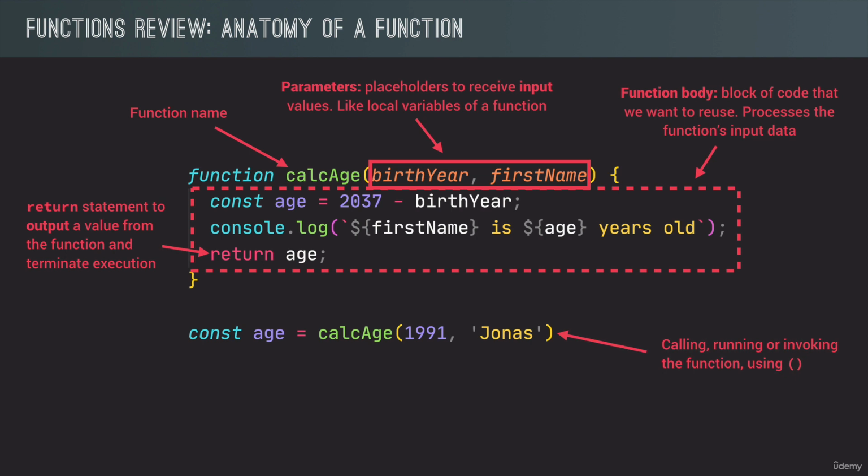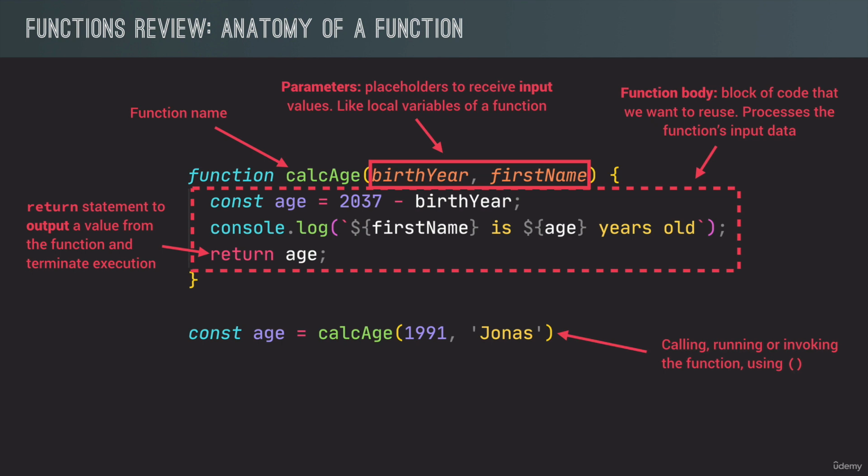So we write the name of the function like we did here with calc_age, and then with the parentheses, we call the function. Because without the parentheses, the function is really just a value. But then with the parentheses, we actually call the function. And we can also say that we run the function, or invoke the function, or execute the function, and all of these terms kind of mean the same thing.